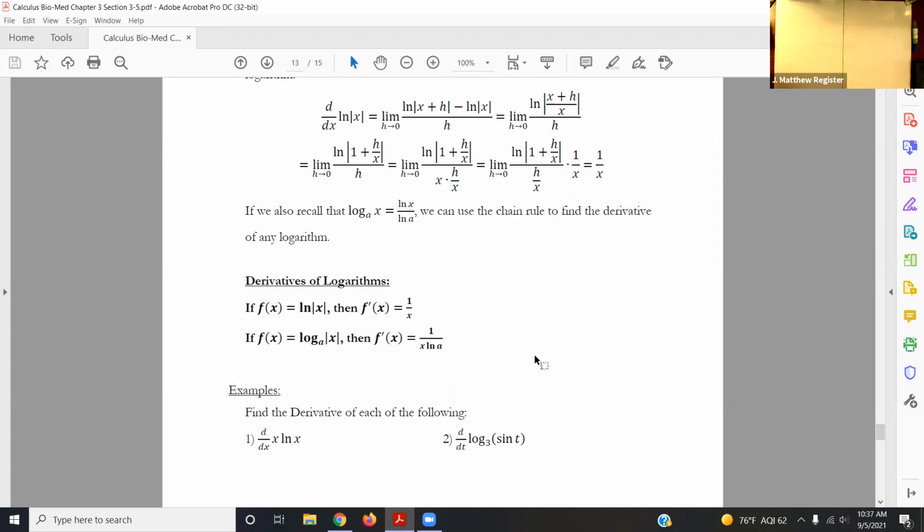And these two problems look pretty good. Let's try them. d dx of x ln x and d dt of log base 3 of sine of t.